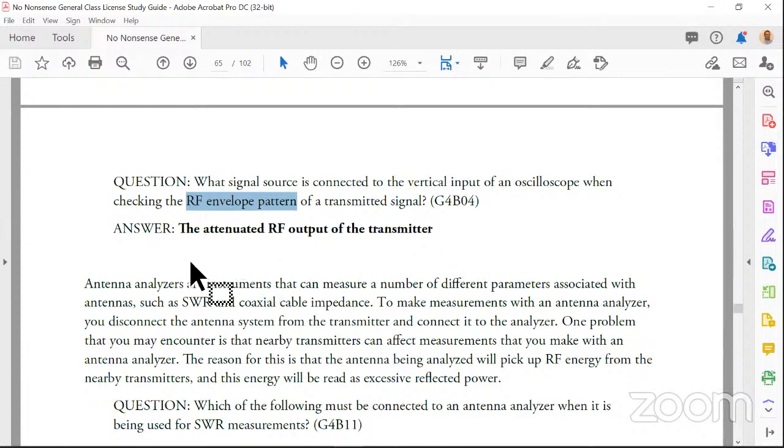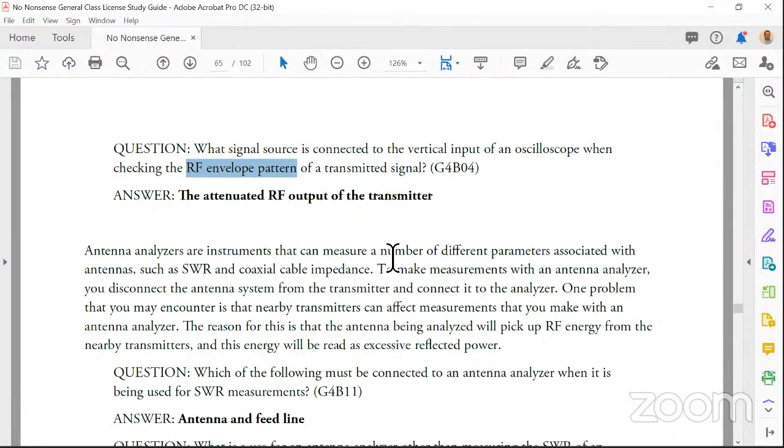And the answer we saw is we use an attenuated RF output of the transmitter. Why attenuated? Remember, we said attenuation or attenuate. When you hear attenuated, we mean reduction. The RF output from your transmitter is a very strong signal, and your oscilloscope could be damaged if you were to transmit straight into the oscilloscope. So you have to attenuate it. So that's why the answer is the attenuated RF output of the transmitter.